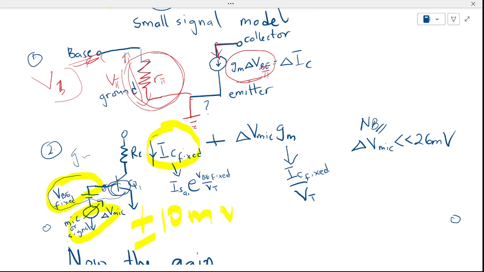So it's good, take your time. If you didn't get this very well, go back, begin the video, make sure you understand these concepts, because it's very crucial for you to understand small signal analysis.